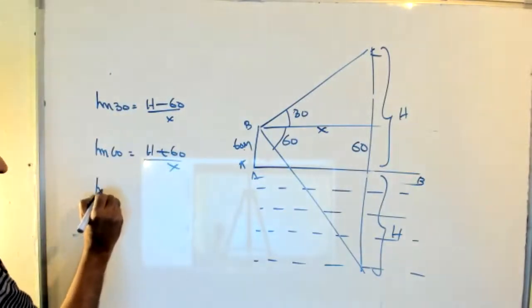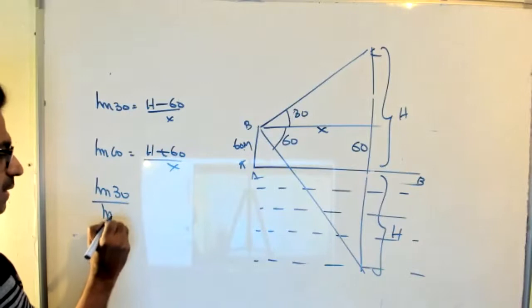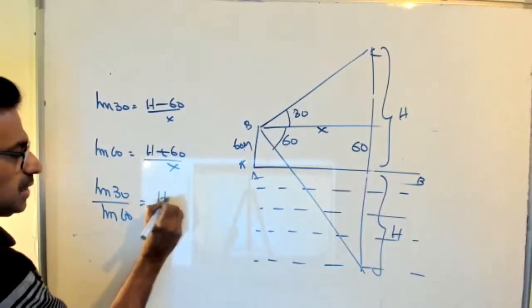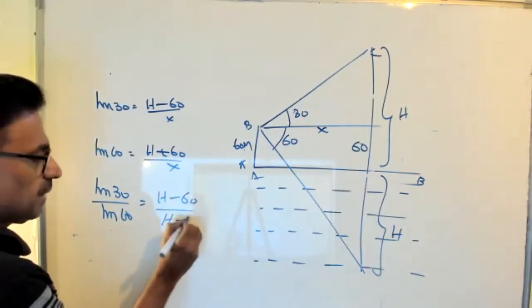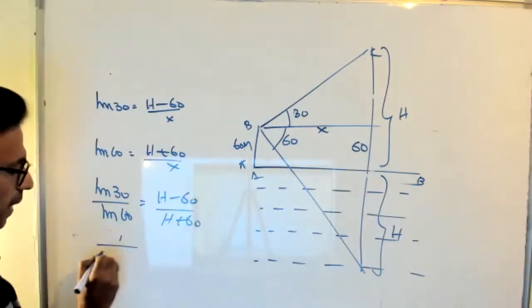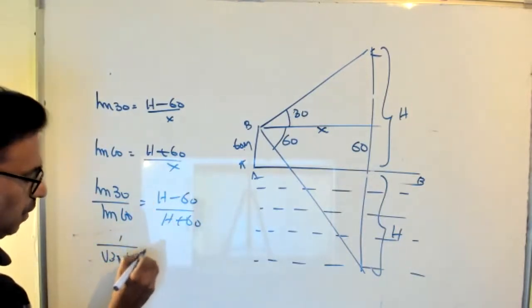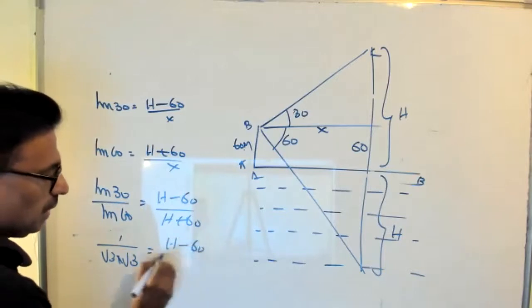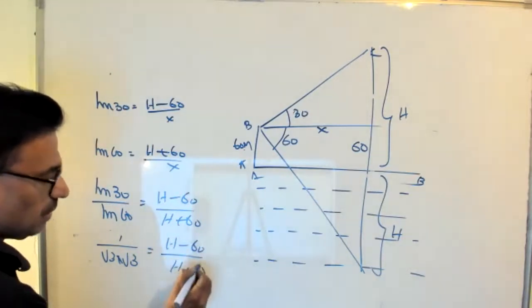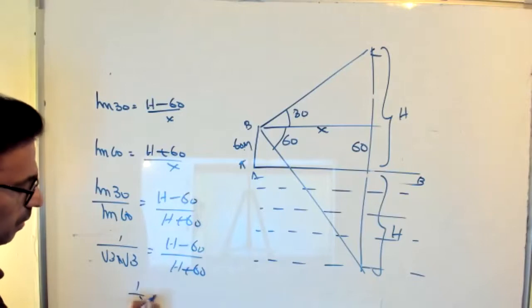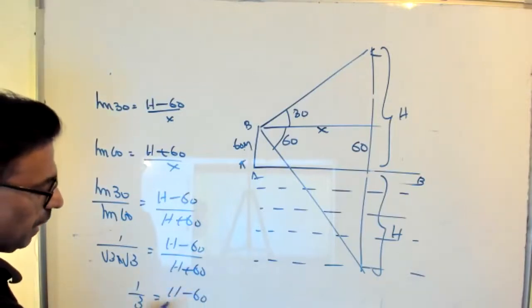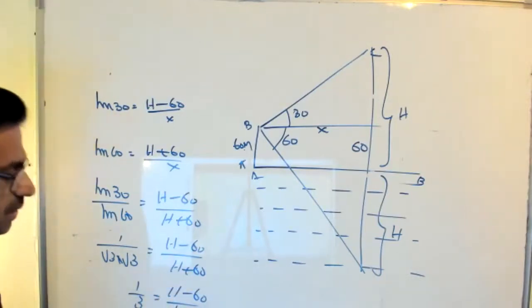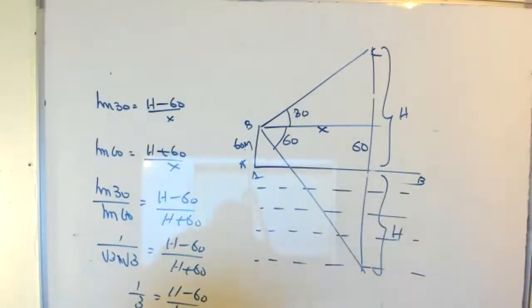Dividing, tan 30 divided by tan 60 equals h minus 60 divided by h plus 60. 1 by root 3 into root 3 equals h minus 60 divided by h plus 60. So 1 by 3 equals h minus 60 by h plus 60. Find out now, I think we'll get height is 120. The height is 1, 2, 0.